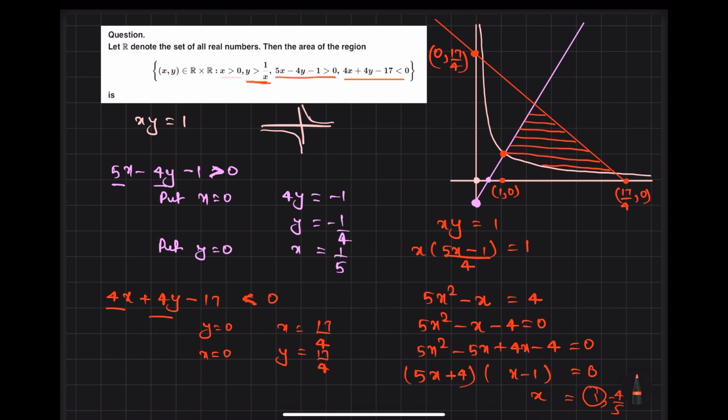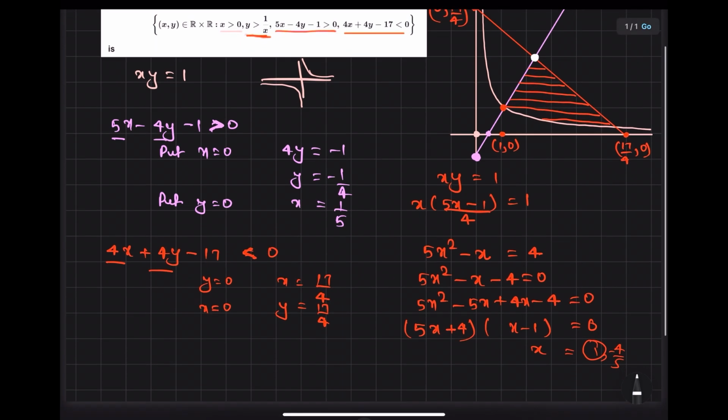We are interested in only x, not anything else. Now let's find this intersection point. This is the intersection of two straight lines. The first straight line is 5x + 4y - 1 = 0, and the second is 5x + 4y - 17 = 0.